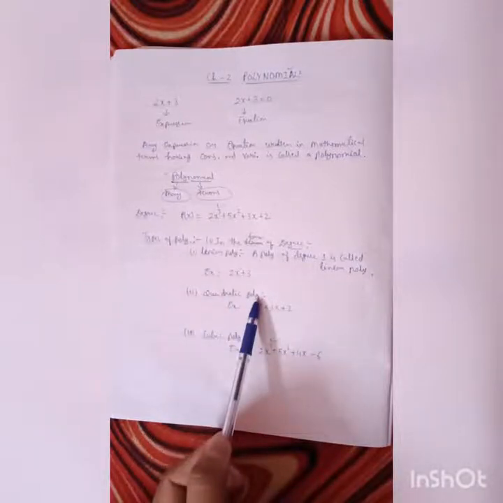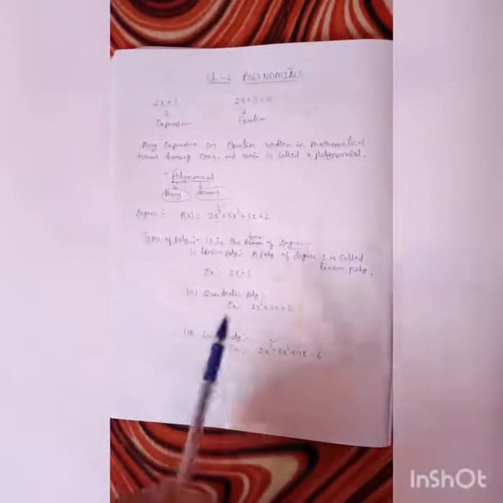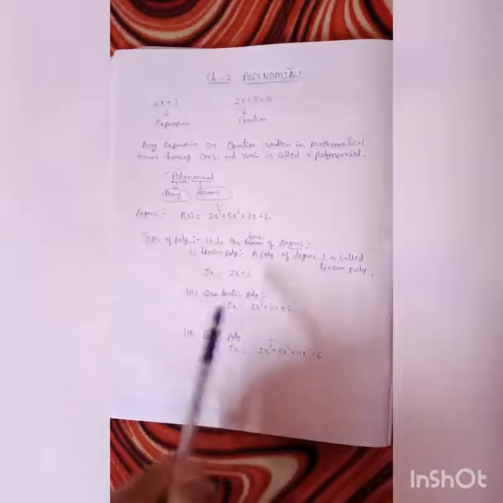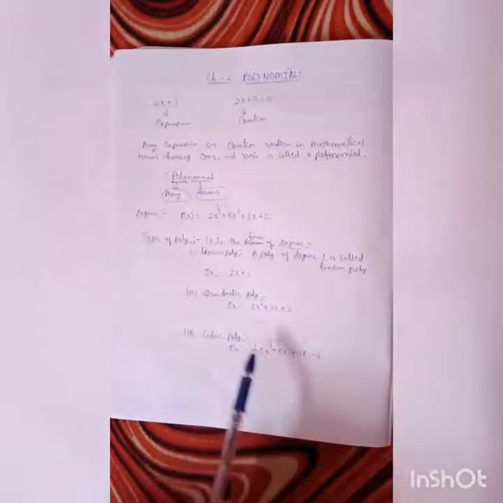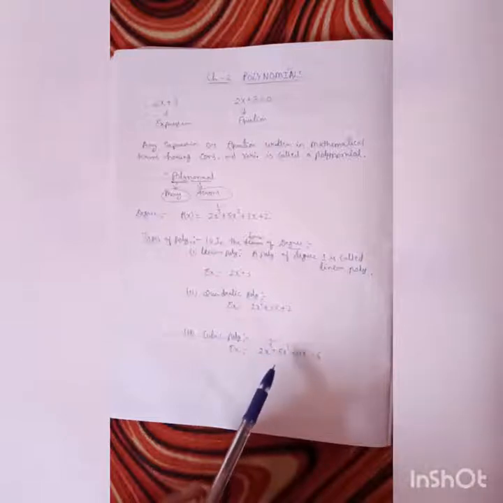Second one, quadratic polynomial. A polynomial having maximum degree 2 is called quadratic, meaning the polynomial whose maximum power is 2 will be called a quadratic polynomial. And the cubic polynomial: the polynomial having maximum power 3 is called a cubic polynomial, meaning the polynomial whose maximum power is 3 is a cubic polynomial.